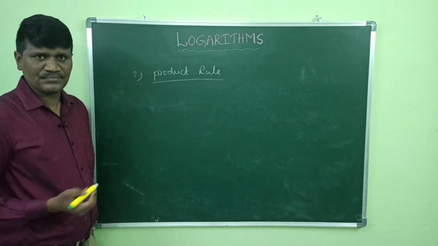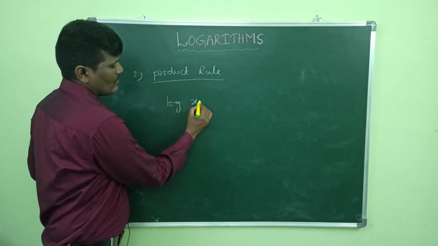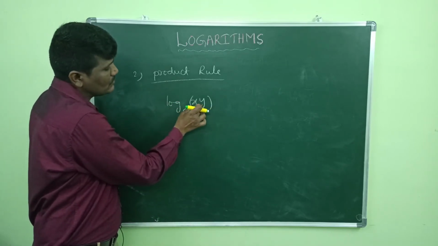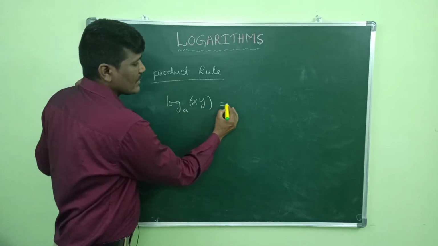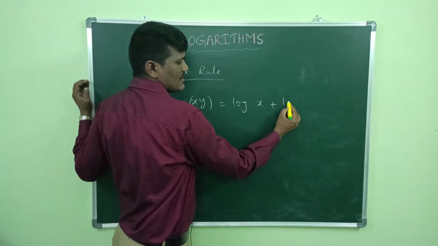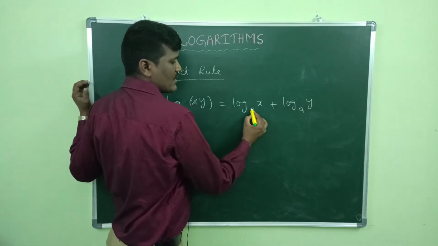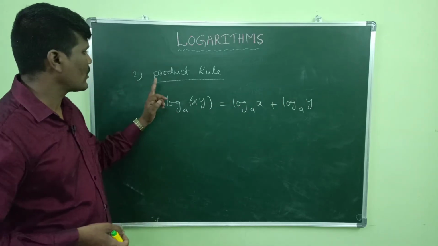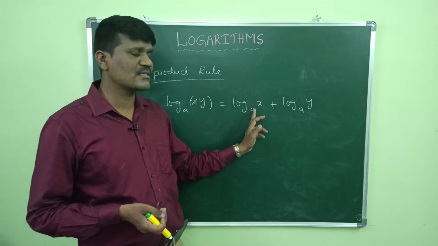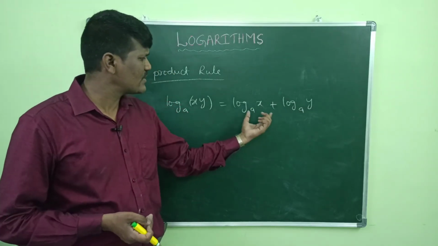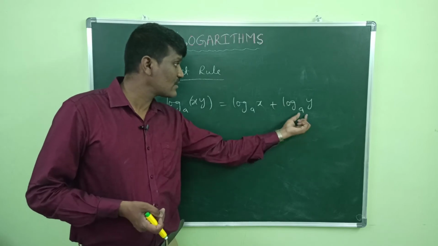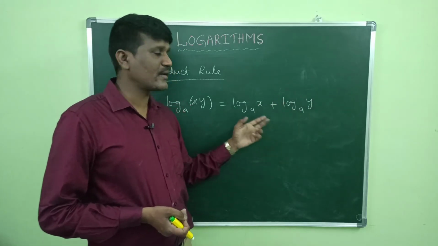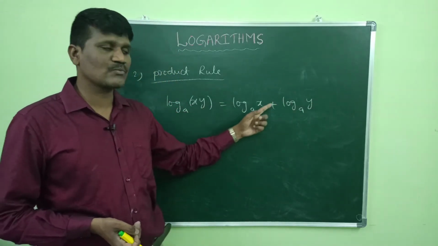So the product rule says log xy to the base a. So in the log, the product of two values is there. I can write it as log x plus log y to the base a. Log xy is equal to log x plus log y. Simple. Product rule is log xy is equal to log x plus log y. So if it is log x plus log y, consider the base should be the same. So log x plus log y I can write as log xy, or log xy is equal to log x plus log y.